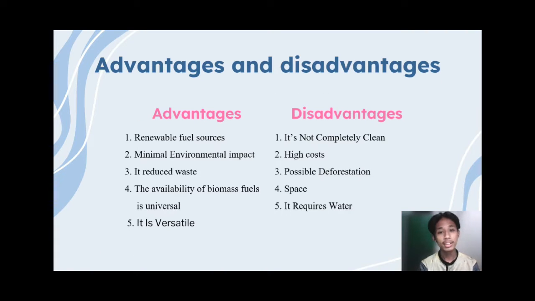These are the advantages and disadvantages of biomass power generation. The advantages are that it is a renewable fuel source, has minimal environmental impact, reduces waste, the availability of biomass fuels is universal, and it is versatile, as it can be obtained by many processes. The disadvantages are that it is not completely clean, has high cost, possible deforestation, requires high space, and requires more water.